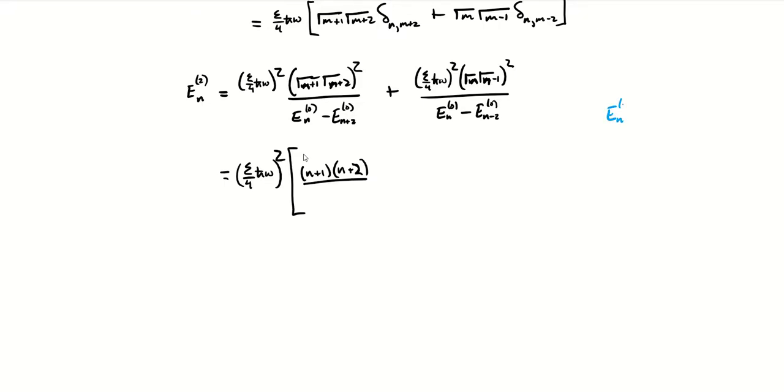our unperturbed energy eigenstates are just h bar omega n plus 1/2. So the difference between n's separated by 2 tells us that those denominators are both 2 times h bar omega. One's positive, one's negative. So this is negative 2 h bar omega because this energy level is 2 h bar omega above that one. And the other one is going to be positive. So this is just n times n minus 1 all over 2 h bar omega.